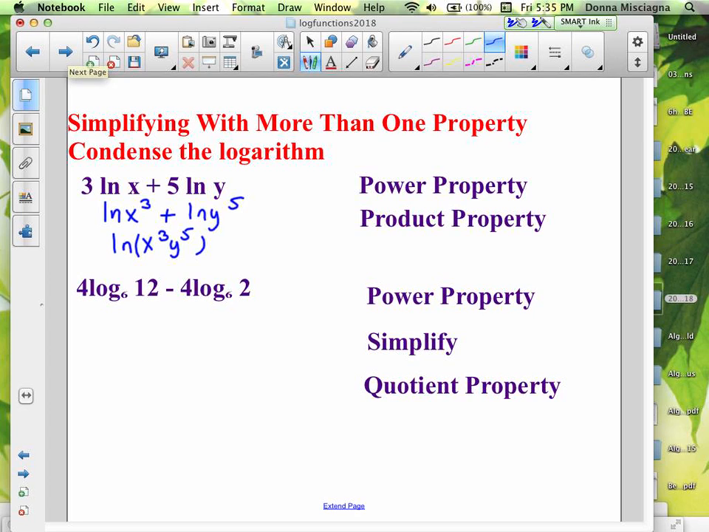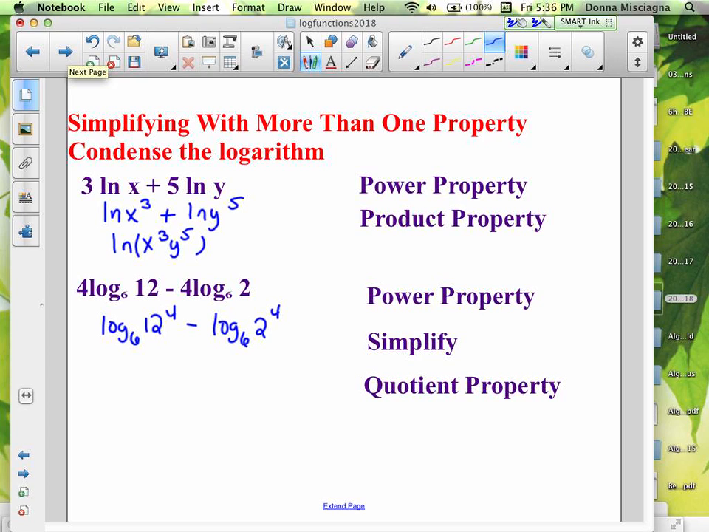So we have to move the exponents back first. So we have log base 6 of 12 to the 4th minus log base 6 of 2 to the 4th. We can simplify that, right? Because we can raise 12 to the 4th power. We can raise 2 to the 4th power. I don't need a calculator for 2 to the 4th power.